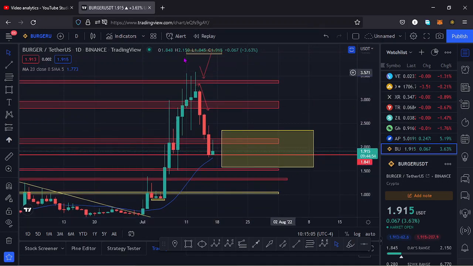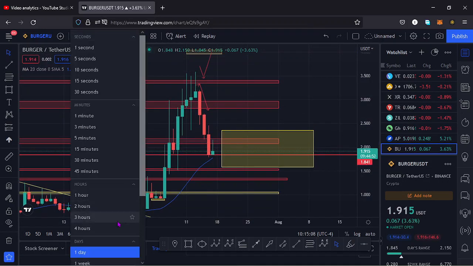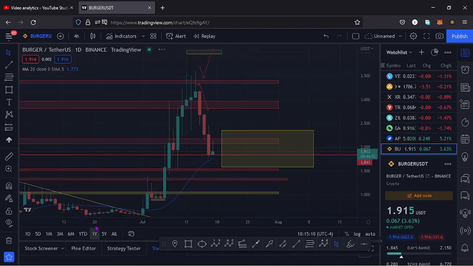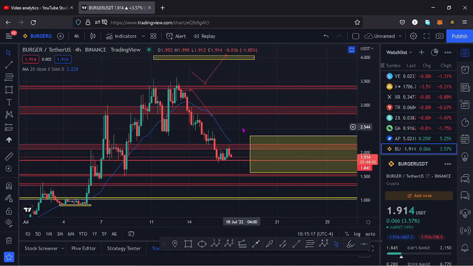If I go back to the 4-hour chart to give you the key scenarios that I expect to play out, I'll start by showing you a pattern which is on this chart, and this pattern is a double top.